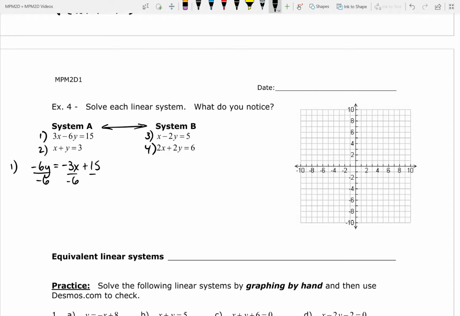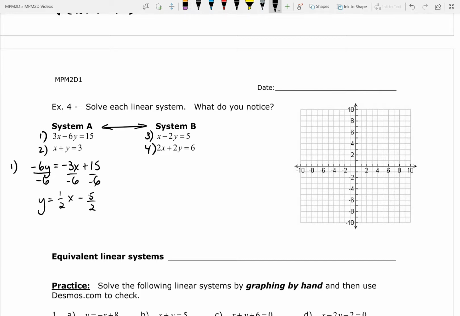So everything divided by negative 6. Well, here's what I would get. y equals, and on the right I'd get 1/2 x, because two negatives make a positive, and negative 5 over 2 if I reduce that fraction. 15 over negative 6 becomes negative 5 over 2. Okay, so that's what it is.